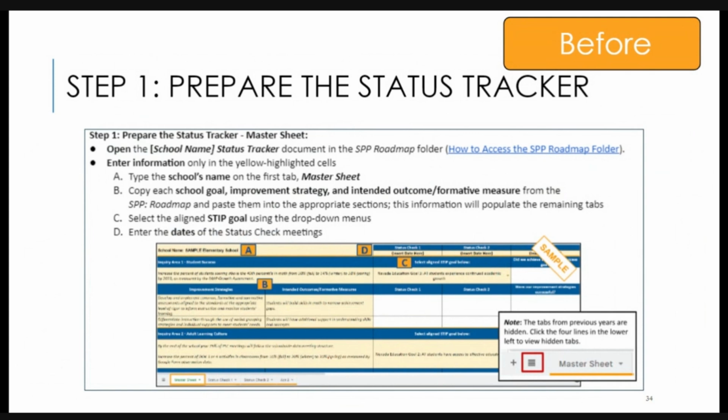The first step is to ensure your status tracker has been set up and is ready for the information that you're going to be entering during your status check meetings. The Act 2 directions take you through this process step by step, and this initial setup occurs in the Master Sheet tab of the status tracker. The sheets for previous years' status trackers are hidden, but they can still be viewed by clicking the 3 lines. And the new tabs in the status tracker for this school year are already available.